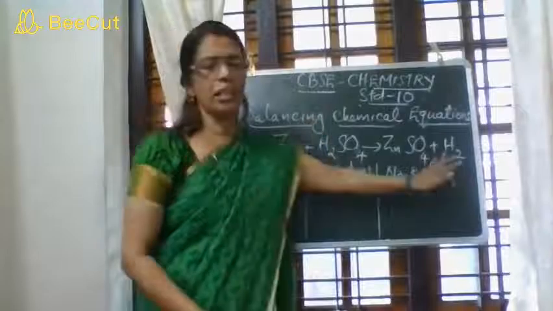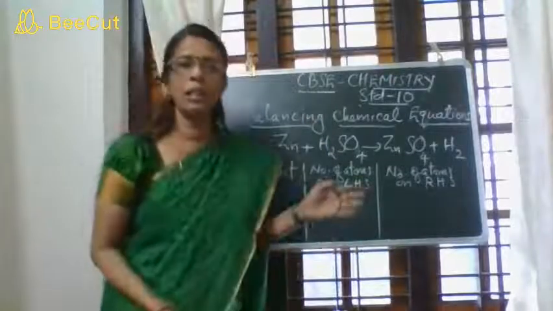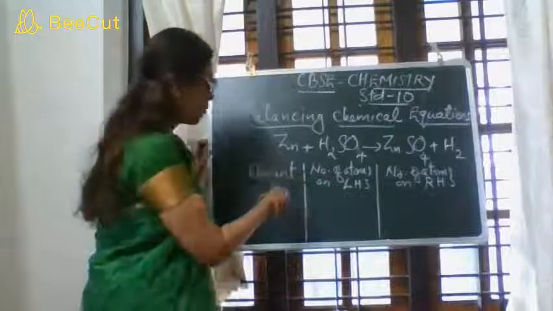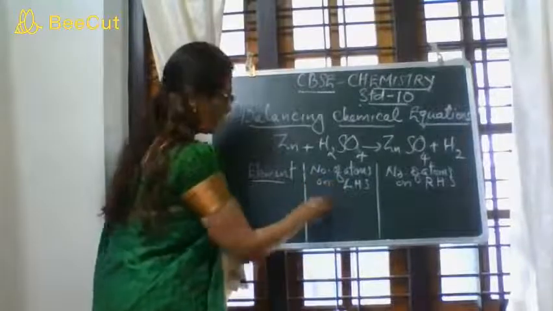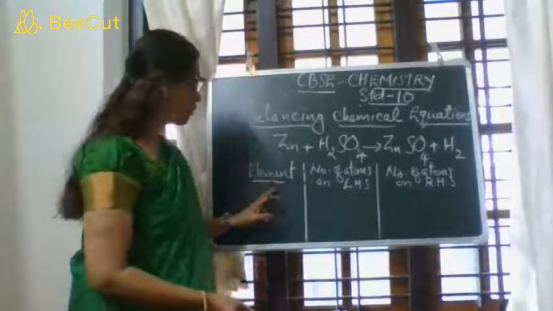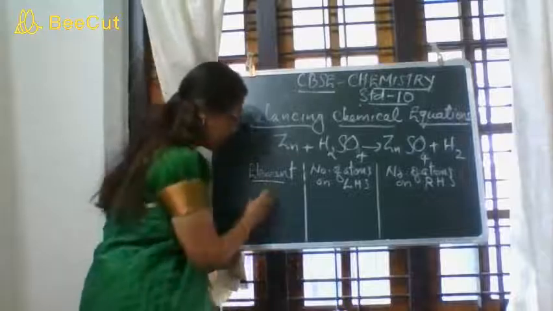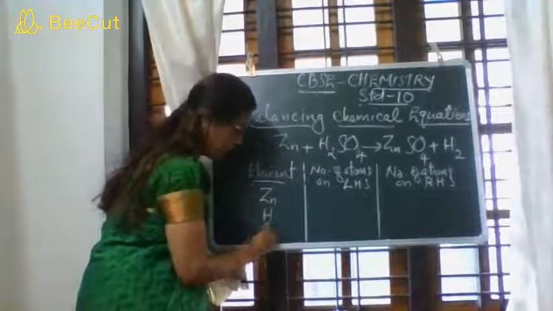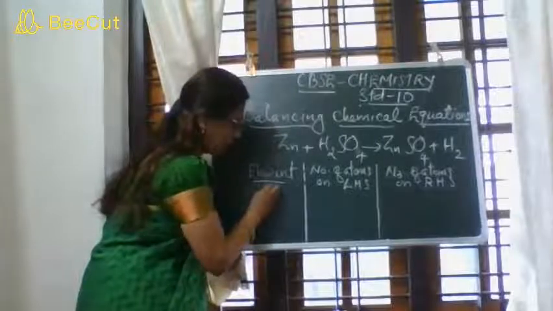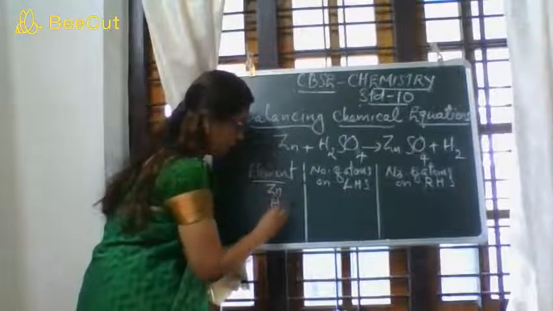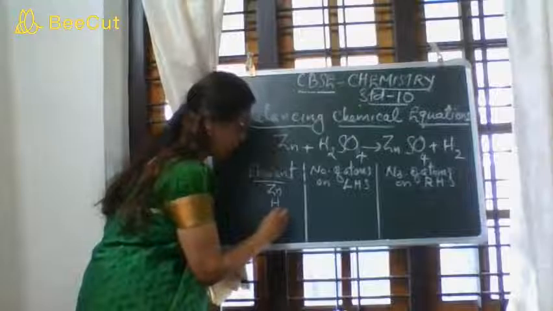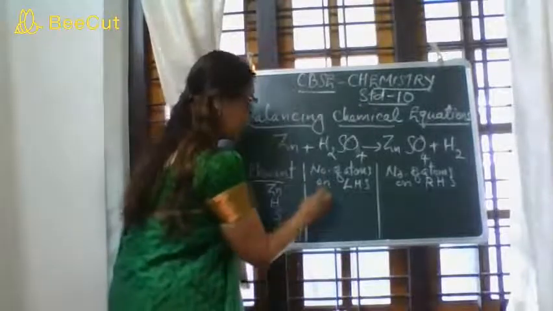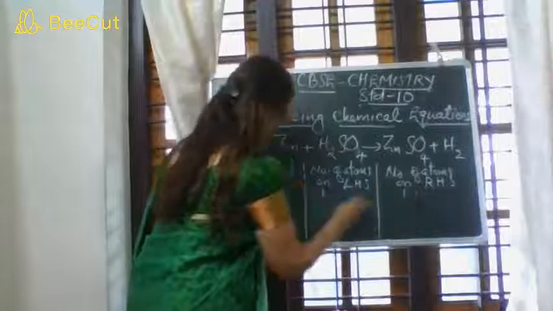So in this reaction, let us check whether this is a balanced equation or not. For that, we can put 3 columns like this. In the first column, for element, we write the elements present: zinc, hydrogen, sulfur and oxygen. On LHS 1 zinc, RHS 1 zinc.